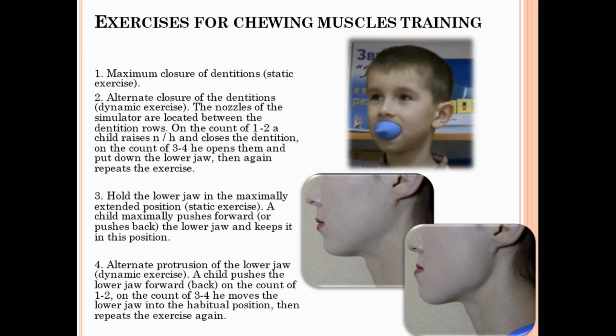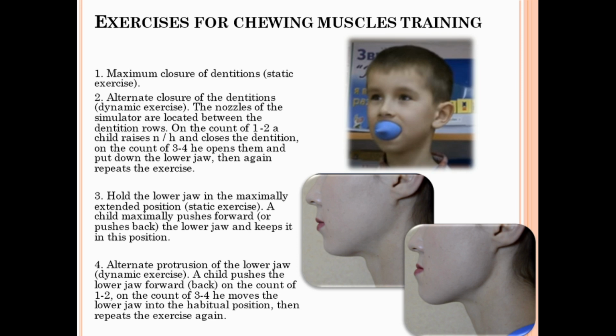Second, alternate closure of the dentition. Dynamic exercise. The nozzles of the simulator are located between the dentition rows. On the count of 1, 2, a child raises and closes the dentition. On the count of 3, 4, he opens them and puts down the lower jaw. Then again repeats the exercise.